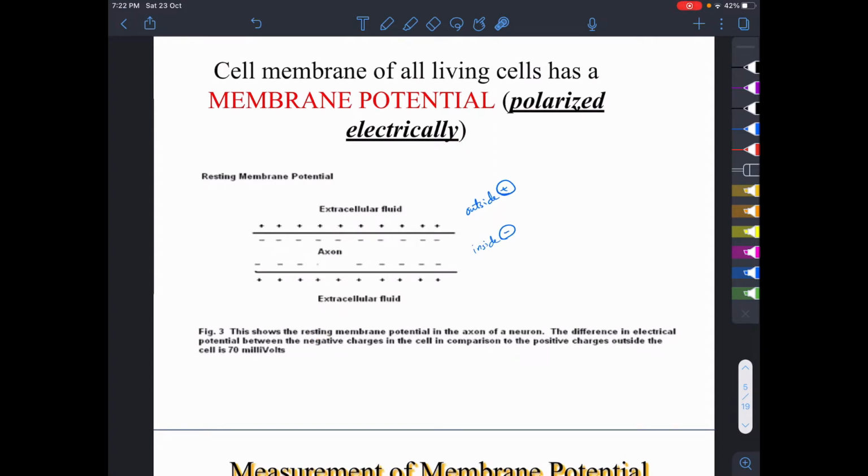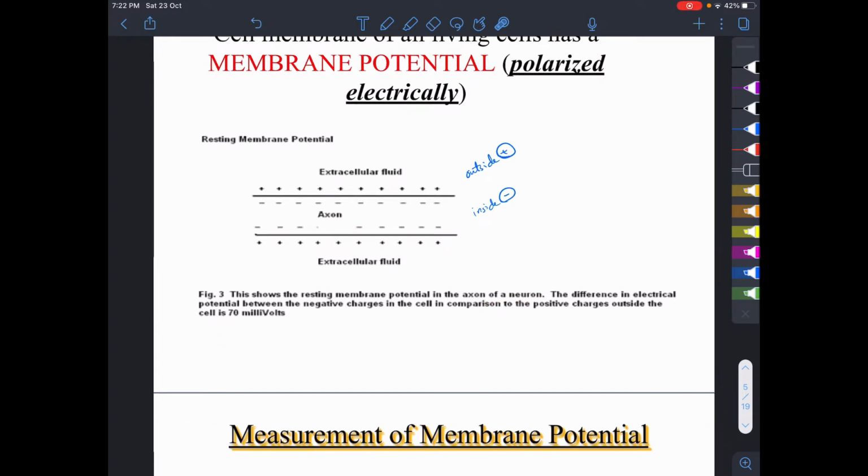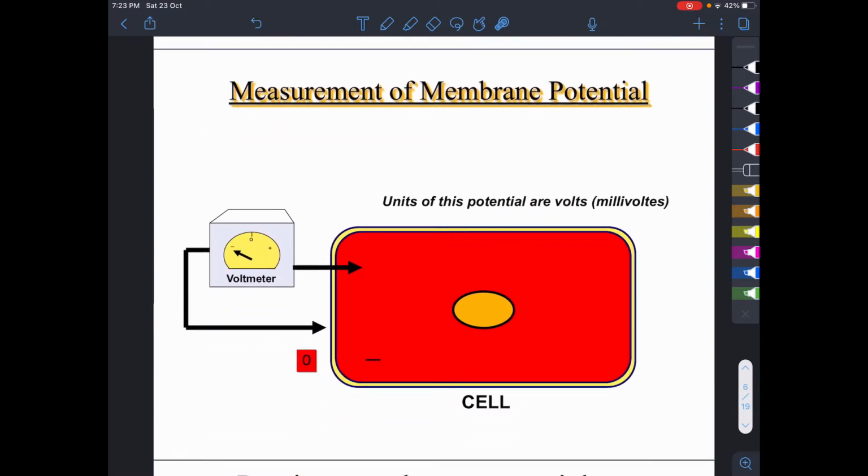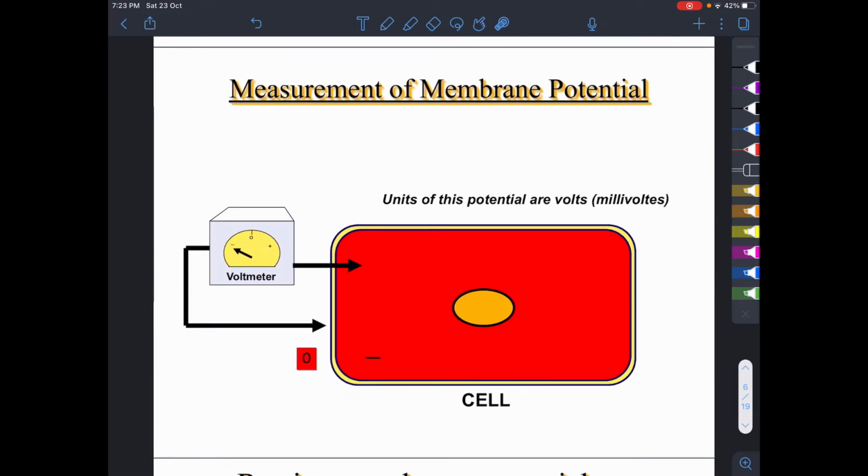This is an example of axon of a neuron. So what is the resting membrane potential? It's the difference between the negative charges in the cell compared to the positive outside. هذا تعريف resting membrane potential. طيب شلون نحسب resting membrane potential? We have one side on the inside of the cell and the other side in the outside of the cell, and measure it using the voltmeter. The unit is millivolts.